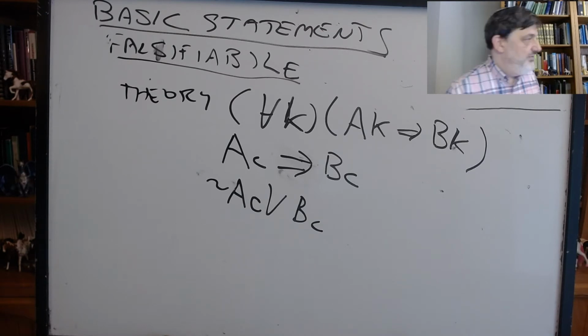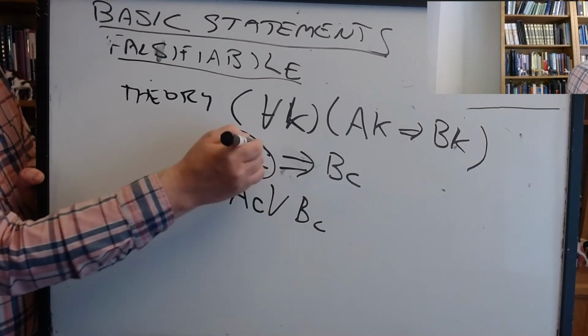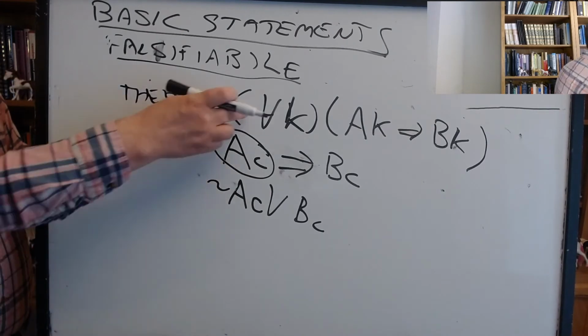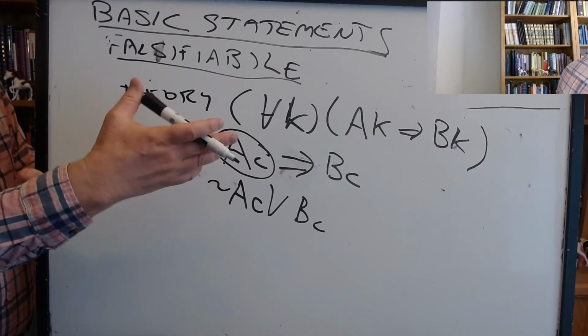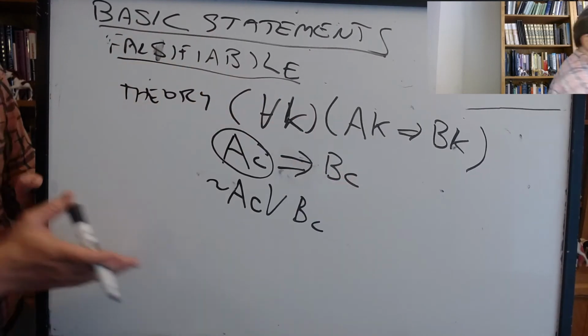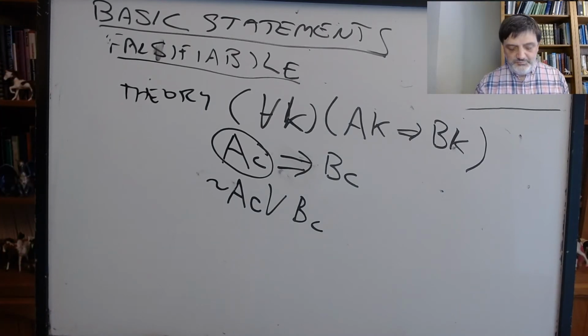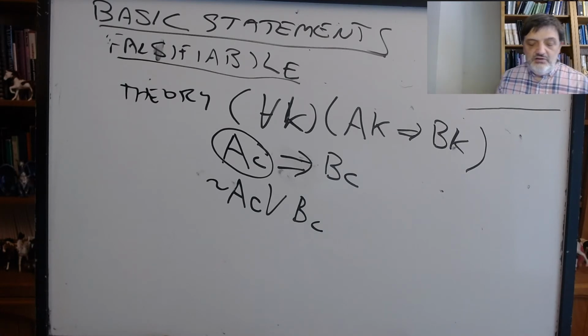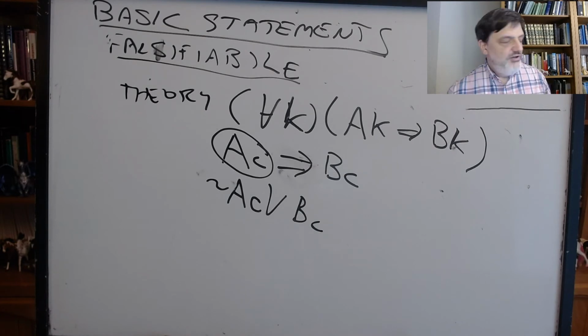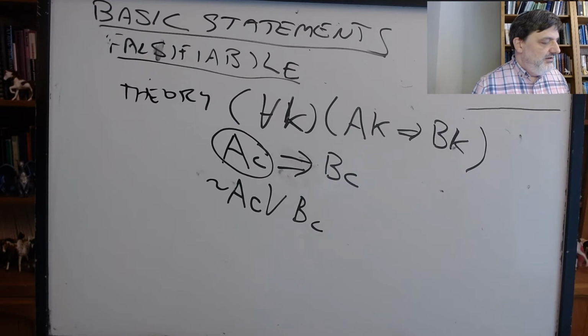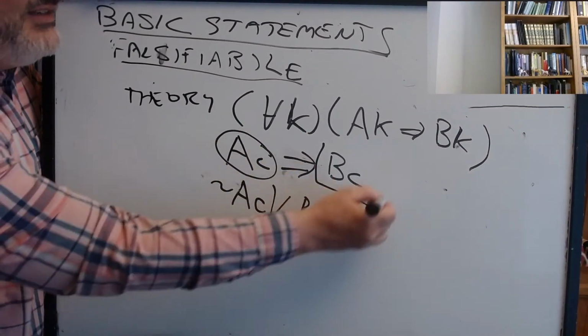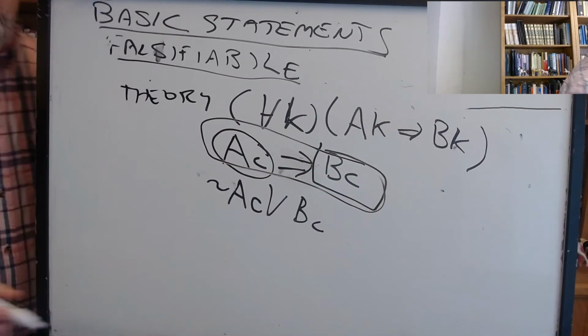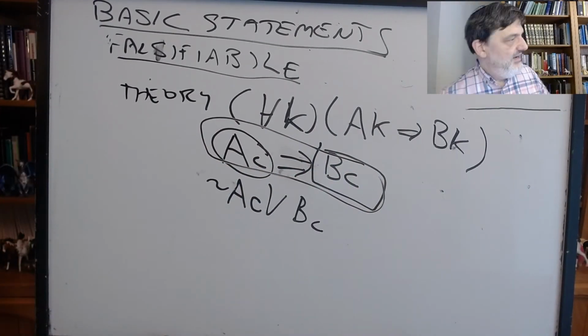Or to put that same thing in a more positive way, given the initial condition that there's a swan at C, I can infer from the theory plus the initial condition that there's something white at C. So the basic statements are going to be singular statements like this, and not singular statements like this.